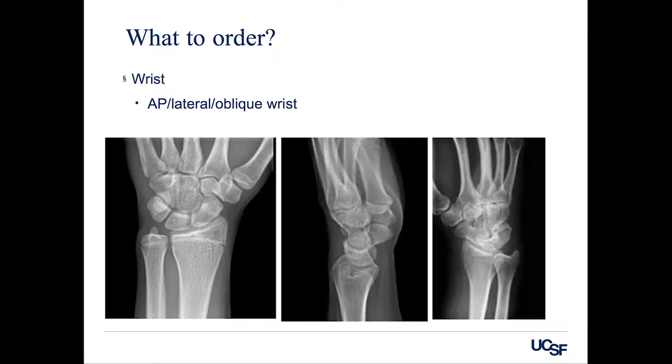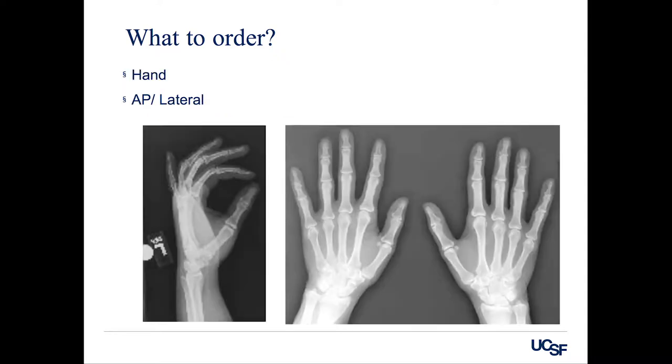And then for the wrist, we usually do three different views. We have an AP view, a lateral view, and then an oblique for the wrist. Just like the elbow, we have three views for the wrist to look at the alignment of the carpal bones as well as the distal radius and to make sure there's no fractures in the distal radius joint. And then in the hand, we usually do an AP and a lateral of each. Sometimes you can do both hands at the same time to compare if there's any abnormalities side to side.